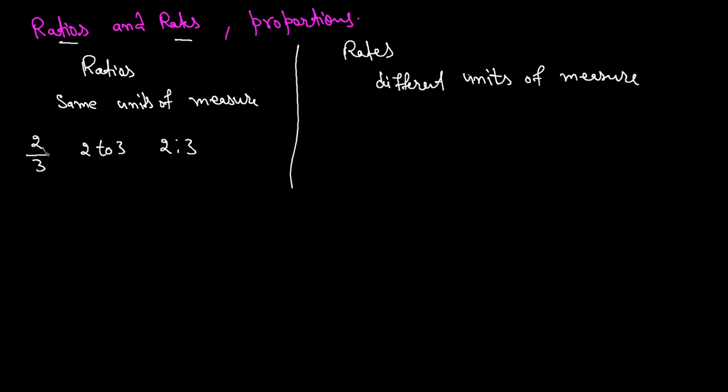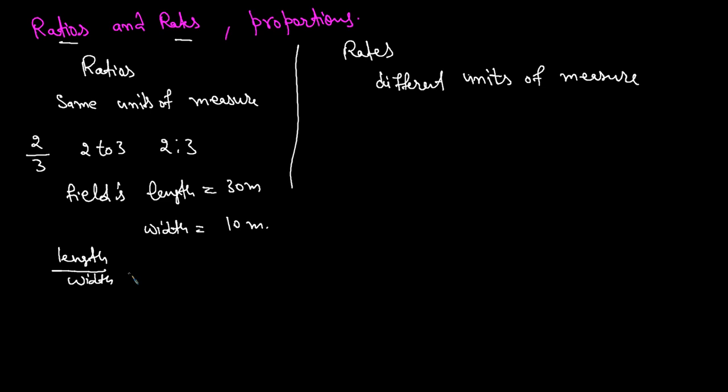Okay, and let me give you an example here. I have a field whose length is 30 meters and its width is 10 meters. So the ratio of length to the width is 30/10. It's going to be 3/1 or 3:1.